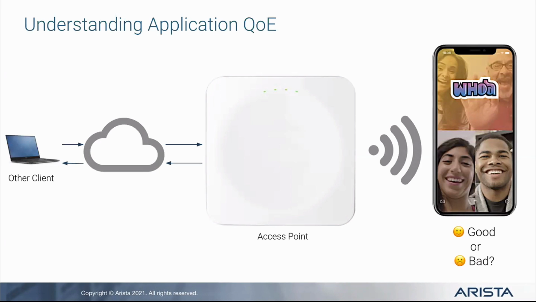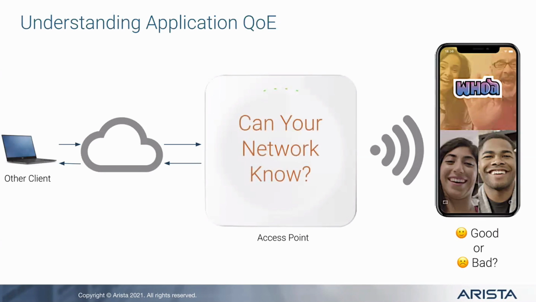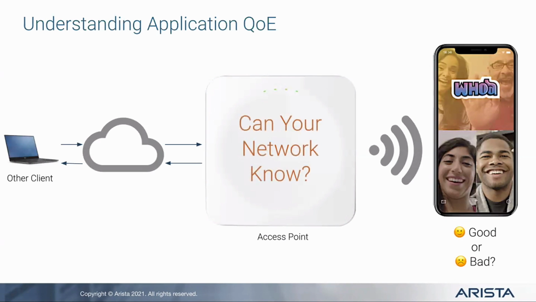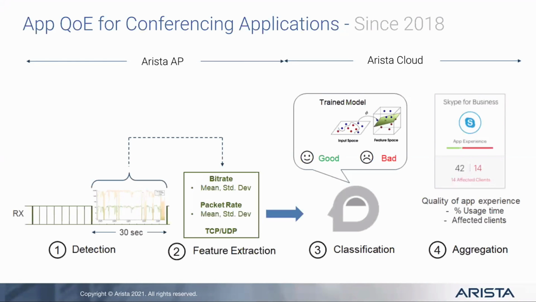When your clients are accessing your network, your users understand whether they are getting a good experience or not. But the key question is, can your network understand whether they are getting a good experience or not? I think that was a really good question. Just having low data rate does not mean it's a bad experience. So we tackled that question and innovated in that area back in 2018 by introducing Application QoE for conferencing applications.